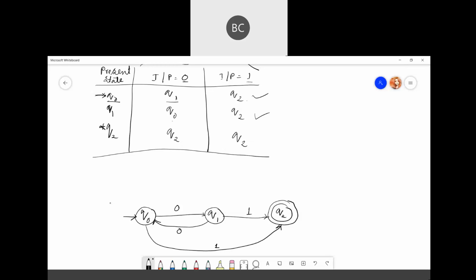Now for Q2, if it takes 0, it comes to Q2 again, so just make a self loop. And if it takes 1, it again comes back to Q2. So whether it takes 0 or 1, in both cases it comes to Q2 again. Okay. So this is your final DFA for the given transition table. Is this one clear?